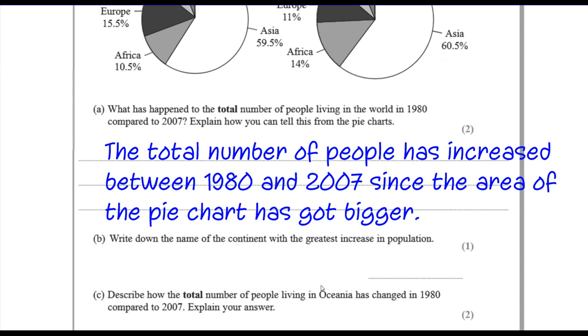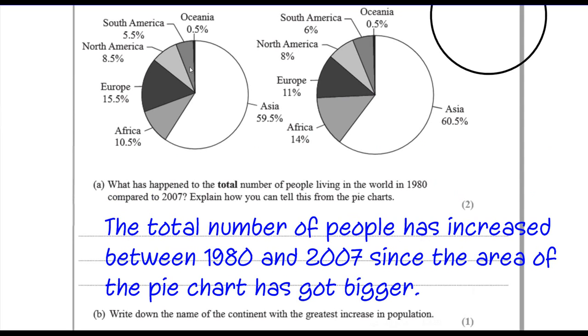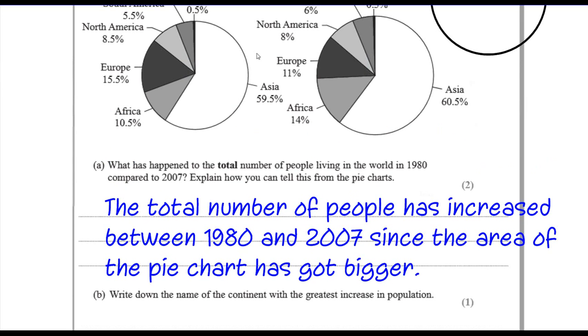Write down the name of the continent with the greatest increase in population. So what's gone from having a relatively small area to a bigger area? Which has got more increase? Okay, so it may look like the white one, or it may look like Europe. So we've got to decide Asia or Europe.